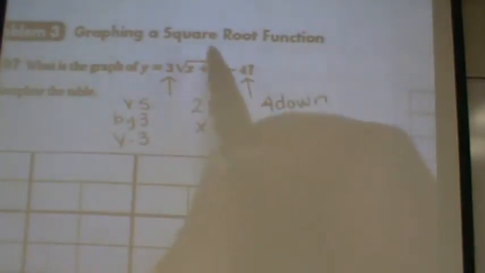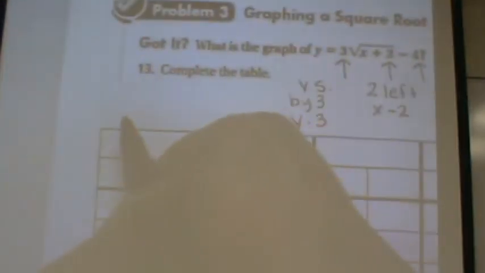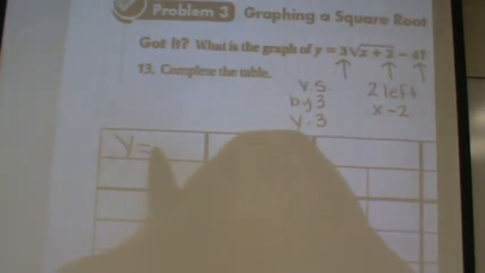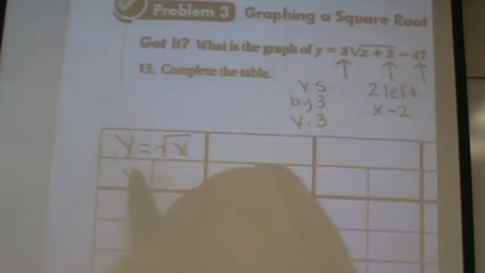Tell me what the parent function is and what should this thing look like? What's the parent function? Square root of x. So, give me 3 of the easiest points we can use. 0, 0, 1, 1, 4, 2. And if you wanted to do 9, it'd be 9, 3. But I think we're off the page on that one.